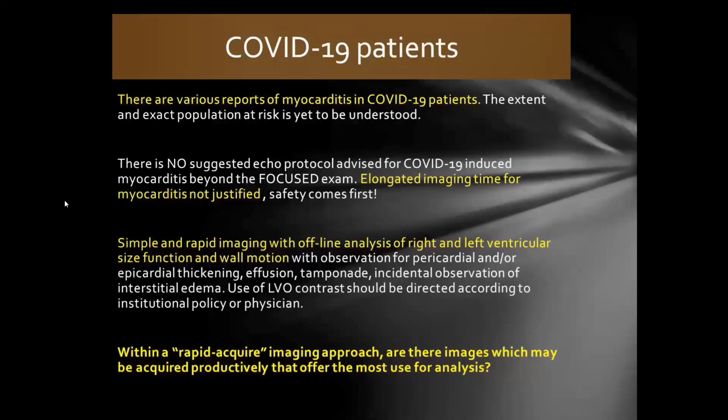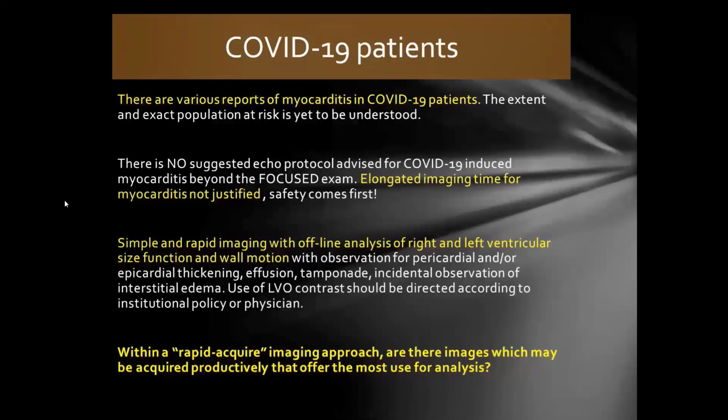Elongated imaging time is not justified. Your safety, our safety is much more important at this time. Simple and rapid imaging with offline analysis of right and left ventricular size, function, and wall motion are definitely the most important thing they do need to know, with observation for pericardial or epicardial thickening, effusion. If there's tamponade, there's probably a good suspicion already, I would guess. Incidental observation of interstitial edema, as we looked at a couple of images there. Use of LVO contrast should be directed according to your institutional policy, the study itself as needed, or the physician in charge or who has ordered the exam or isn't present.